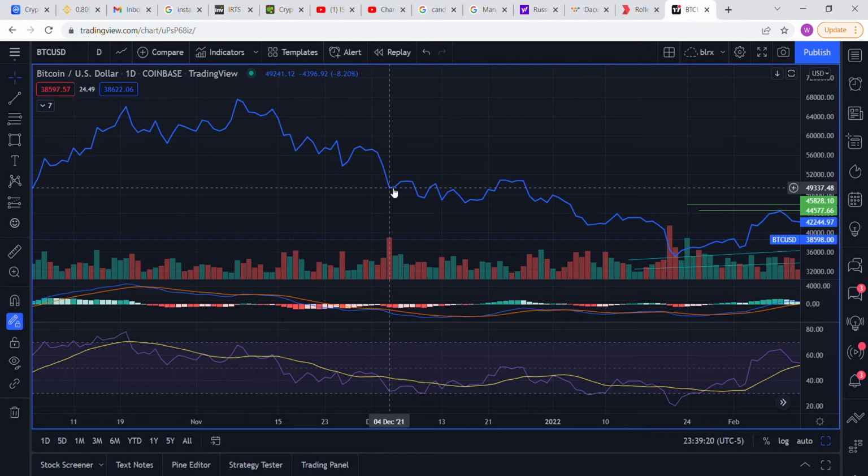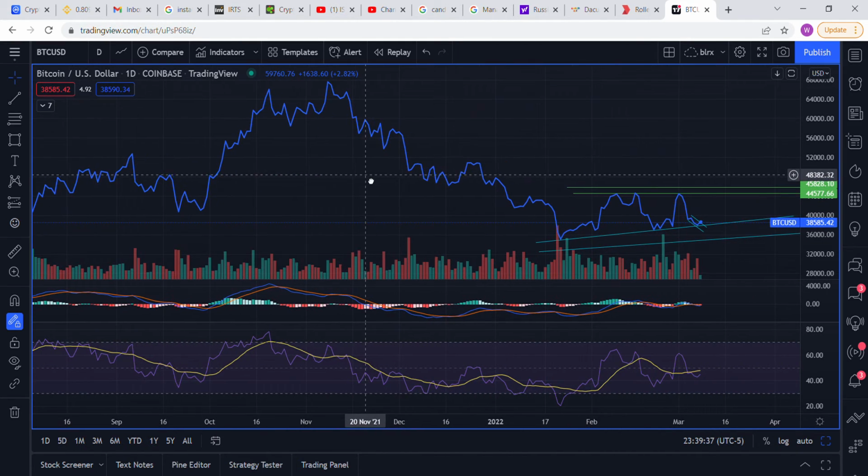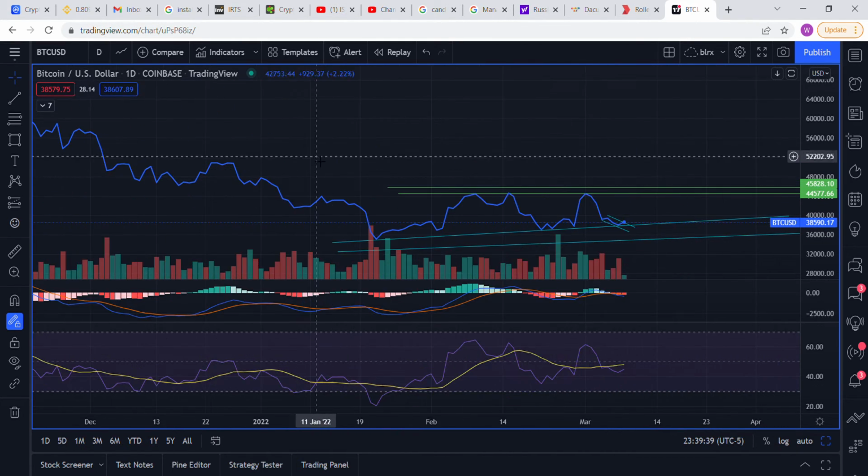49,337.48. But does it show you that it came all the way down here? Does it show you that it was all the way up here? No, it doesn't. It does not show you the actual price action of what it actually did.